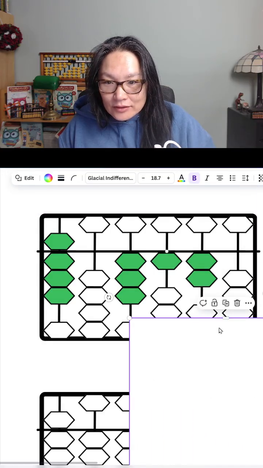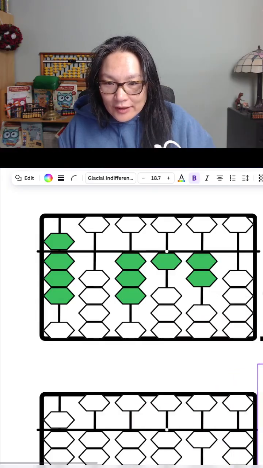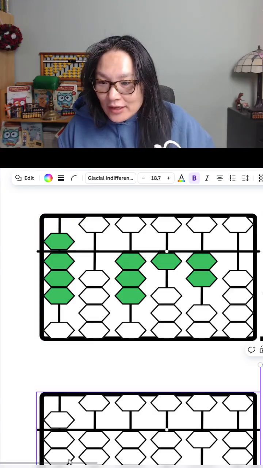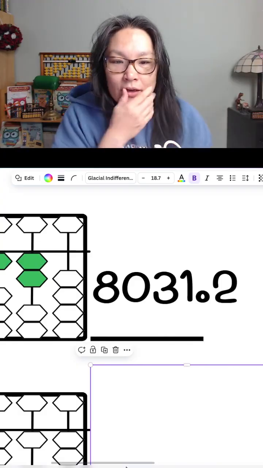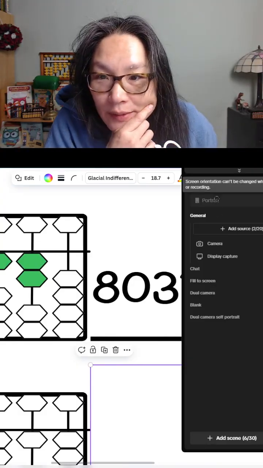Oh, maybe I should make it smaller. All right. Are we okay? So we understand how to read the abacus. Okay. We all understand how to read the abacus. Let me move back to here.